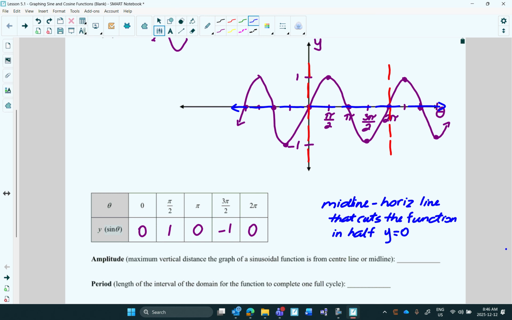The amplitude is the distance from the midline to either the top of the function or the bottom, where it tops out or where it bottoms out. So here's the midline, here's where it tops out. What's that distance? 1. So we would say the amplitude is 1. You could have done it with the negative. We don't say -1 because it's the absolute value, because I just want to know the distance. The distance is 1 to the top or the bottom from the midline.